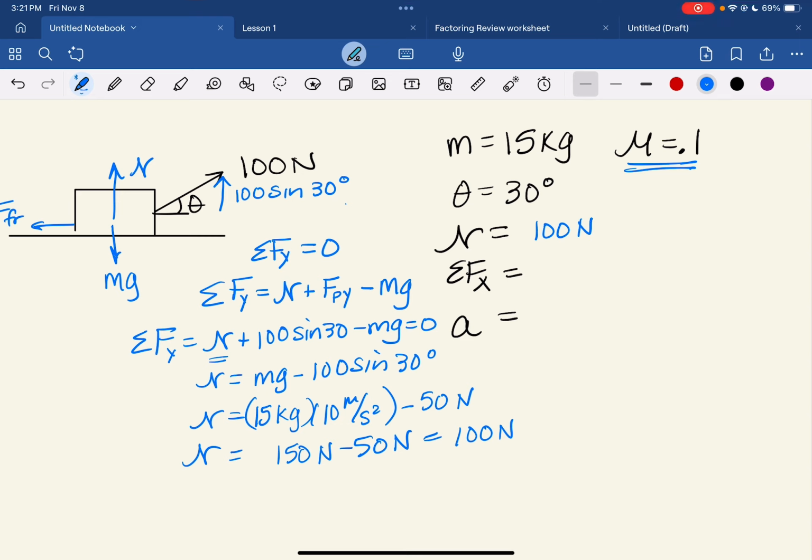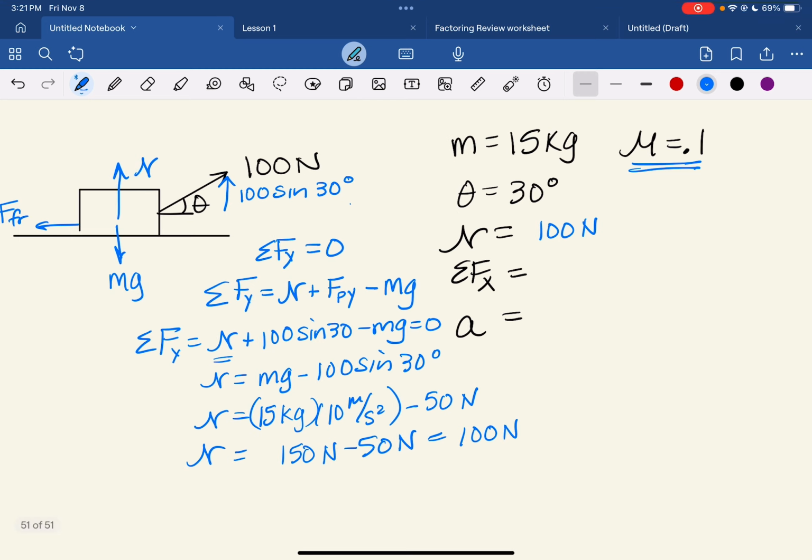So notice that that is smaller than the weight of the object, which makes sense because you have a force that's pulling it upward. All right, so now that I have that normal force, I can go ahead and determine what my friction is. And remember, my force of friction is equal to mu times my normal force. So that's going to be 0.1 times 100 newtons. So my force of friction is going to equal a value of 10 newtons.